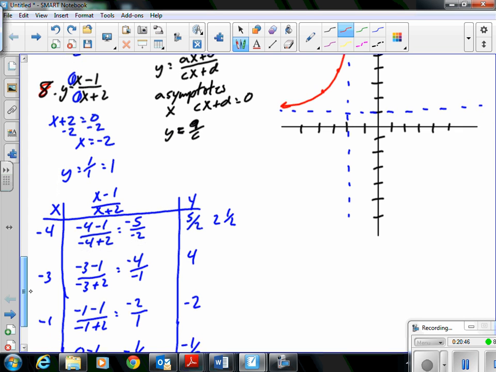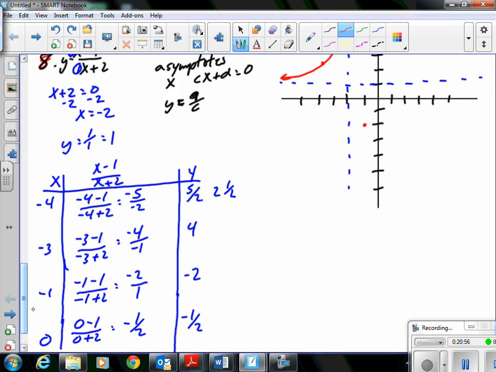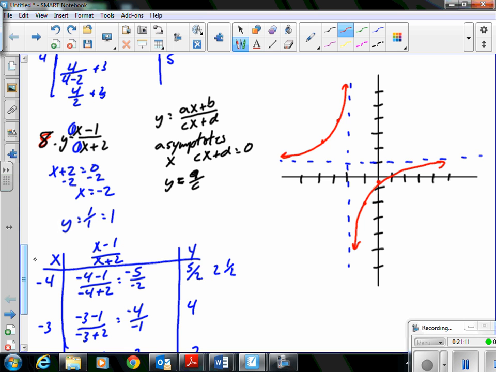And then for the other side, we've got -1, -2. -1 down to -2, and 0, -1/2. Somewhere about there. So from the asymptote through the points, and curve off before you hit the other asymptote. So the graph's going to look like that.